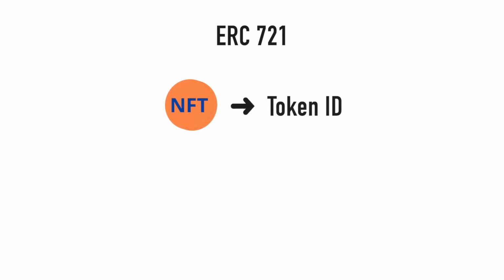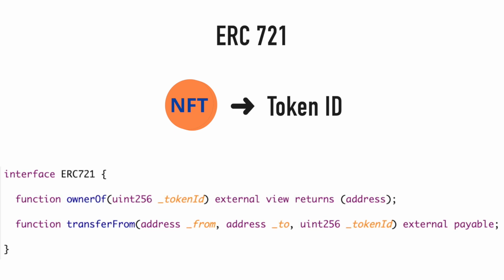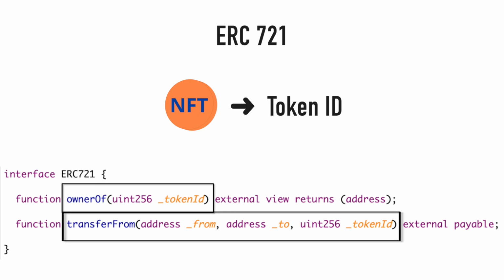At a high level, the ERC-721 standard is quite simple. Each NFT has a unique ID referred to as token ID, and any smart contract that implements this standard provides a way to check who is the current owner of the NFT and a way to transfer the NFT from one account to another.